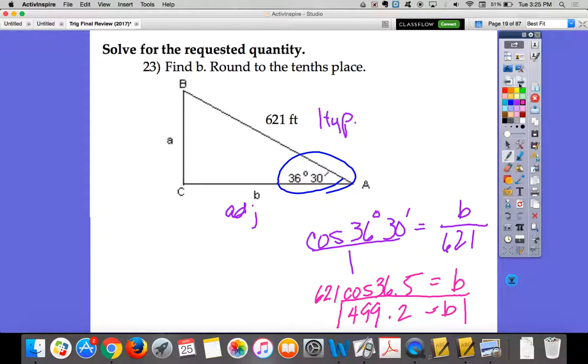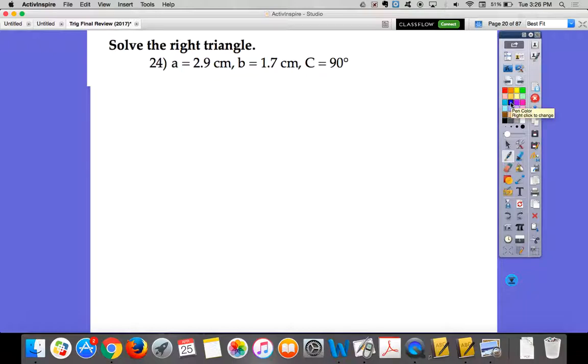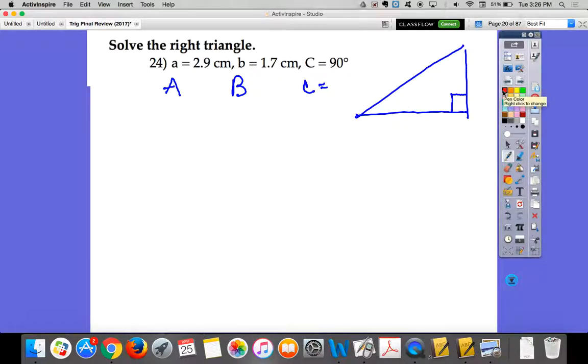Okay. Next one. Solve the right triangle. Okay, if you remember, what that means is you got to find all of your angles and all of your sides. So we need angle A, we need angle B, and we need side C. All right. And if it'll make it easier for you to find, then scoot over here and draw the picture. Some people this really helps. Others, not so much. So you kind of have to figure out what works for you. So little a is going to be on this side, 2.9. Little b is going to be down here at 1.7. Okay, so you got to fill in the rest of the stuff.